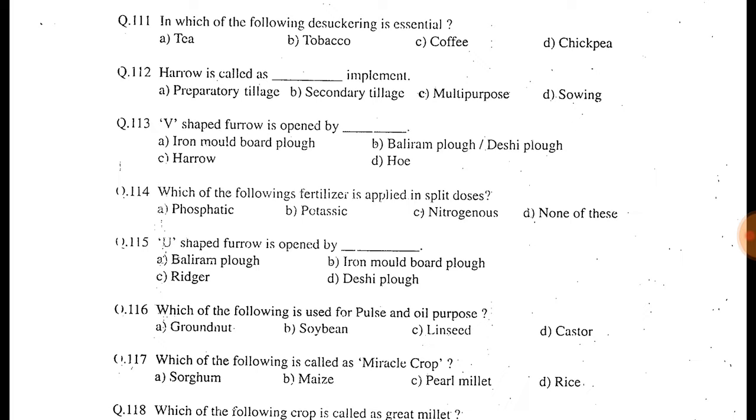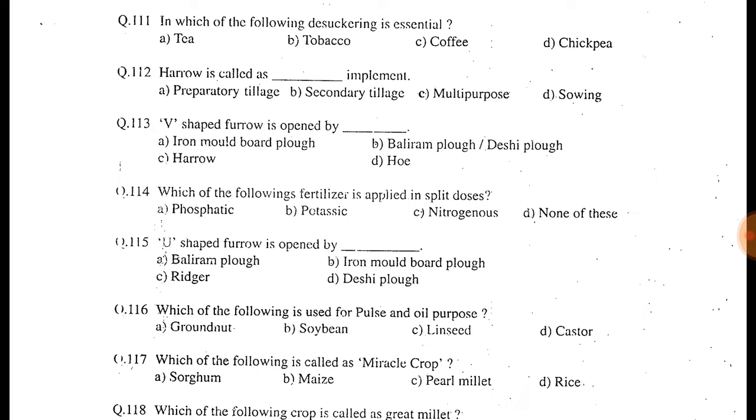113. V-shaped furrow is opened by Baliram plow or the country plow. 114. Which of the following fertilizers is applied in split doses? Nitrogenase. 115. U-shaped furrow is opened by iron mold board plow.